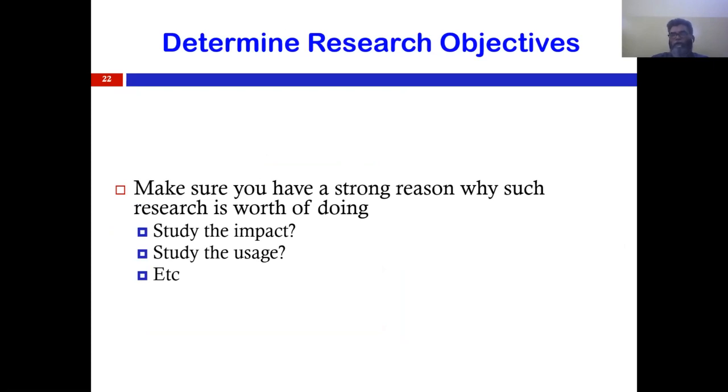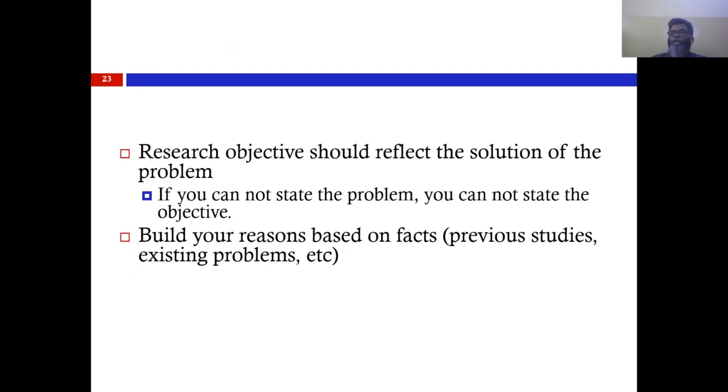It is necessary to know that you should have a strong reason why such research is worth doing. Study the impact of the research, study the impact of the research problem, and study the usage, etc. And then finally, the research objective should reflect the solution of the problem. If you cannot state the problem, you cannot state the objective. Build your reason based on facts, like previous studies, existing problems, comparative studies, etc. So this is all about scientific inquiry.